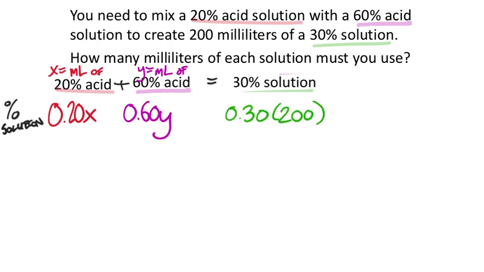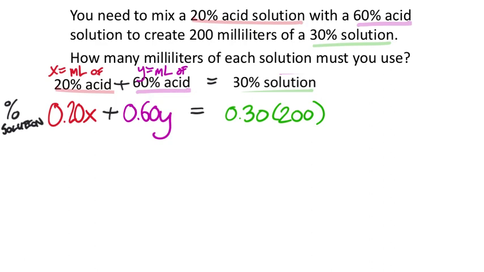So there's 200 milliliters of that 30% solution. We just don't know how much of it is 20% acid and 60% acid, but we do know how much of the final solution we want. So we see that this equation sets up this way. Of course, if you were adding the two acids together, the 20% and 60%, we want the final solution to be 200 milliliters at 30%.